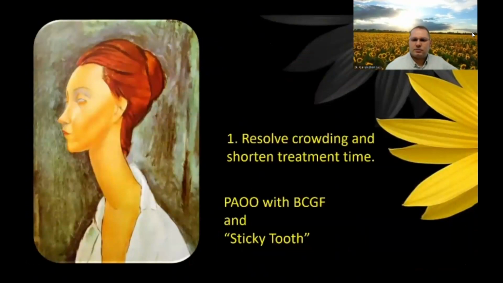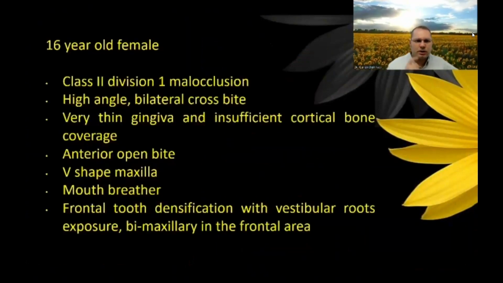Another one, BCGF and sticky tooth, a 16-year-old female, class 2 division 1 malocclusion, high angle, bilateral crossbite. So it's not just the crowding. In this case, it's pretty much everything that would make every orthodontist fear if the treatment was going to complete. We have very thin gingiva and insufficient cortical bone coverage. Anterior open bite, V-shaped maxilla. It's a mouth breather, frontal tooth densification with vestibular root exposure, bimaxillary in the frontal area.